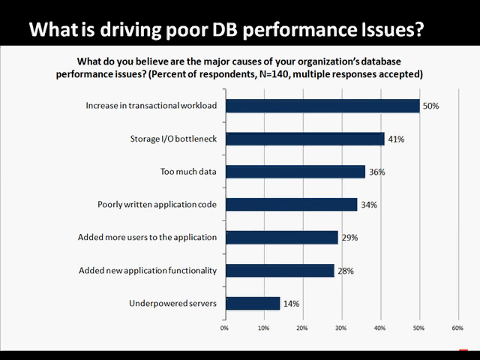So for the folks that answered that their second biggest challenge, or the biggest challenge, was database performance, we asked them what were the major causes of database performance issues. And what we saw here was an increase in transactional workload was the number one answer. And you can see storage bottleneck, too much data, poorly written application code, add more users, new application functionality. But the fact that the number one answer is increase in transactional workload, what that tells us is that organizations are trying to do more with less.